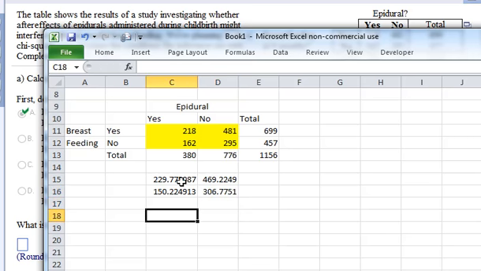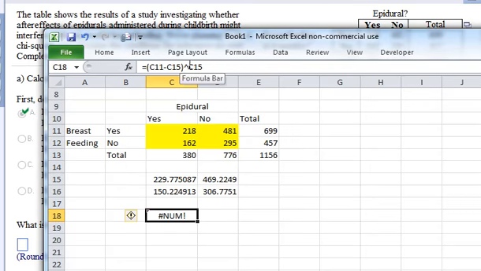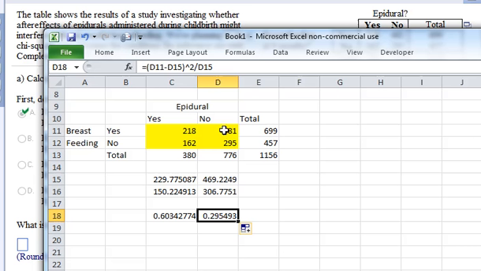Now, to get your corresponding chi-squares, you're going to do observed minus expected, squared, divided by expected. So you'll do equals, parenthesis, the observed, which was 218, minus the expected, which is 229. You're going to square that and divide that by the expected and hit enter. Oops, I forgot to square it. Let's try it again. Divided by the expected. All right, and then you can actually just drag that over, and it'll do the right thing. It'll do D11 minus D15, and then square it and divide by D15.